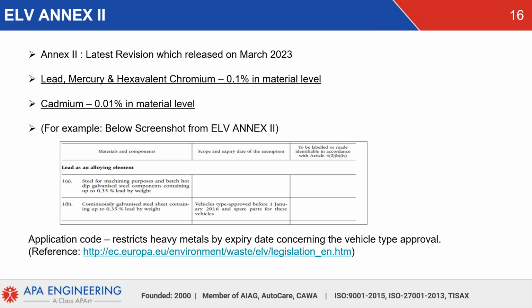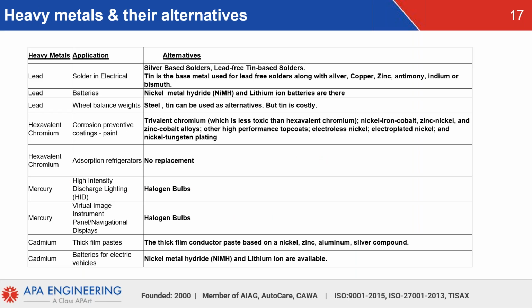Then, let us take a closer look at these heavy metals and their alternatives in vehicle manufacturing. For example, instead of lead batteries, we can use nickel metal hydride or lithium-ion batteries. Instead of using lead for soldering purposes in electric components, we can use silver-based solders or lead-free tin-based solders.